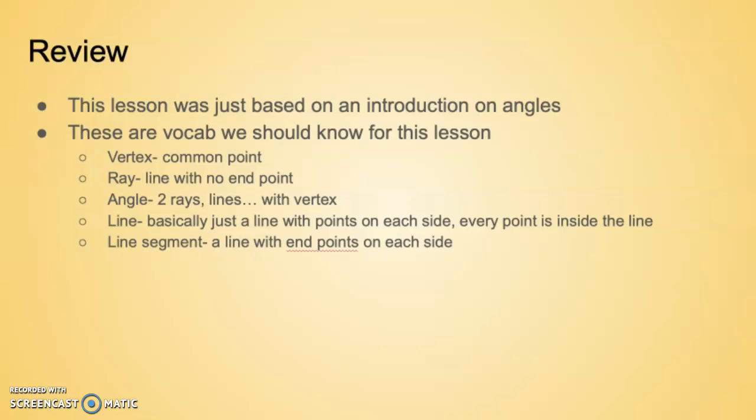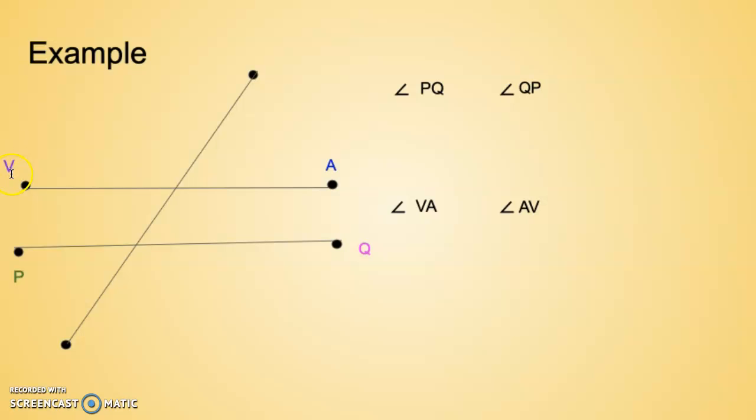Alright, so this is a review on the introduction of angles today. This lesson was just based on angles, and these are vocab that we should know for this lesson: vertex, ray, angle, line, and line segment. I already mentioned what vertex and ray and angle was, and I did say what line and line segment was, but just to say it one more time, a line is basically what it is, a line with points on each side, and every point has to be inside that line. And a line segment is a line with endpoints on each side. And a perfect example of a line segment was what I had explained before in this example here. Points on each side.